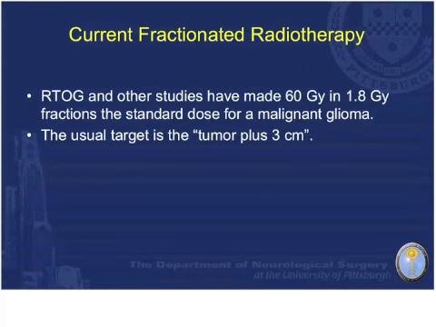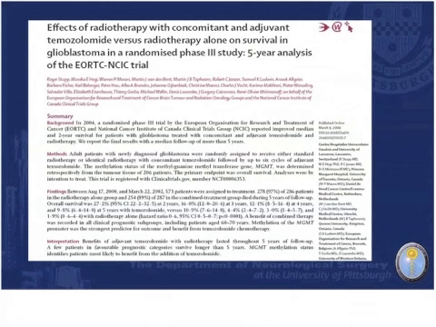So currently, when a patient has a malignant glioma, based predominantly on work from RTOG, the Radiation Therapy Oncology Group, 60 gray in 1.8 gray fractions is a standard dose for a malignant glioma, and the target is the tumor, typically the enhancing volume, plus 3 centimeters. The issue is, should we do something on top of that? When would that be? Would it be right after radiotherapy? Would it be months later at recurrence? These are some of the issues.